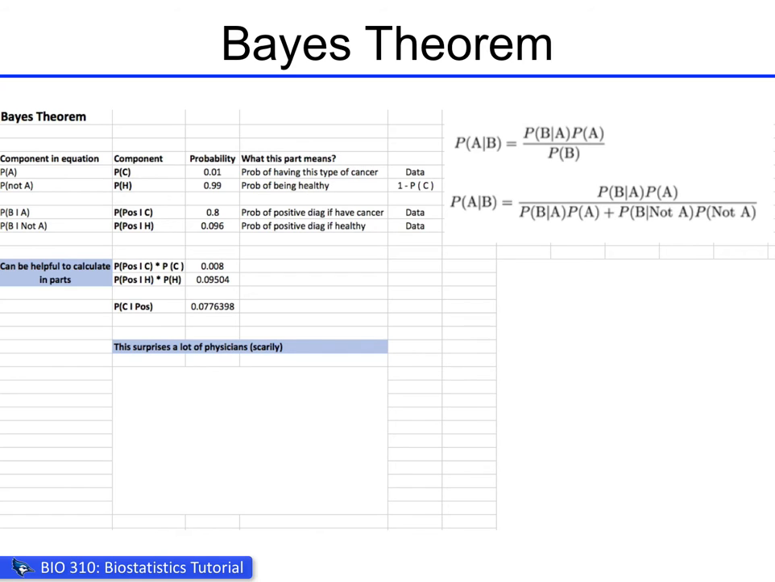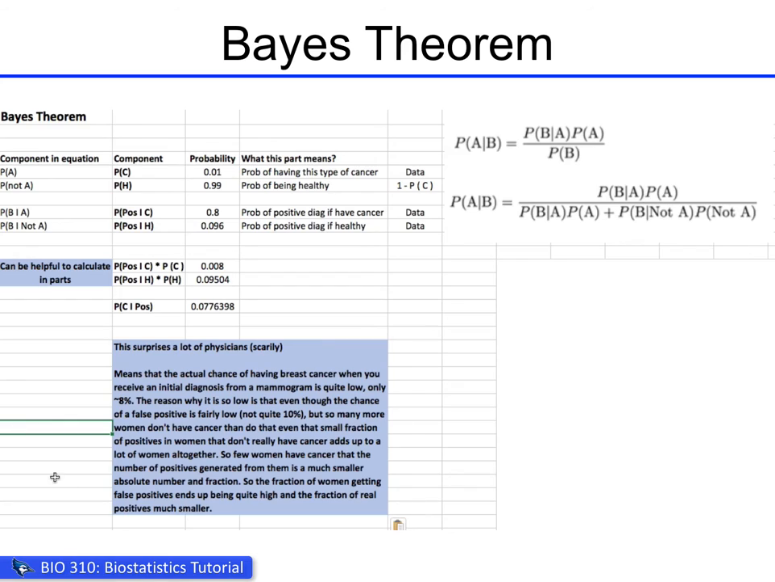Okay? And just to put in here what I just said in my explanation of Bayes' theorem and what it's telling us, this is how we would interpret these data for Bayes' theorem.